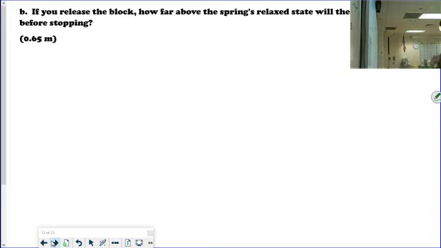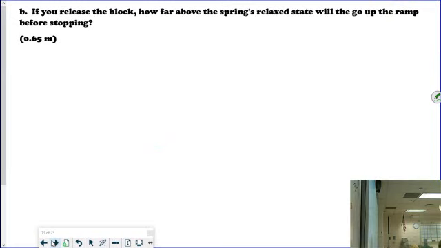All right, now, part B. Suppose you release the block. So we've squashed it, those 0.2 meters. Now we're going to release it and sort of let it slingshot up the ramp. So the question wants to know how far above the spring's relaxed state the box will go before stopping.